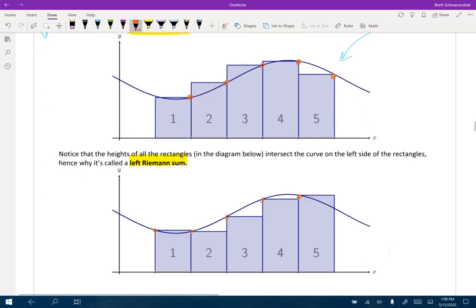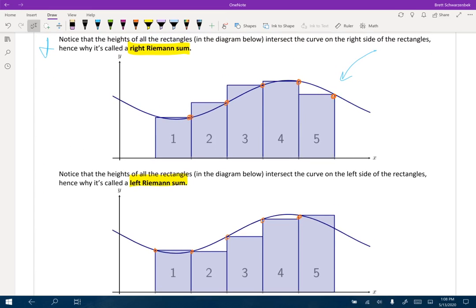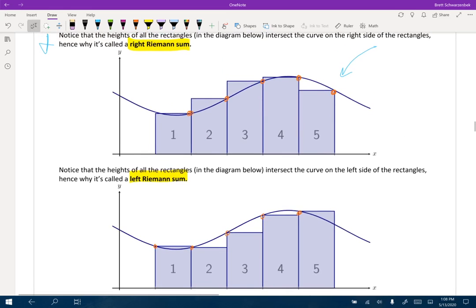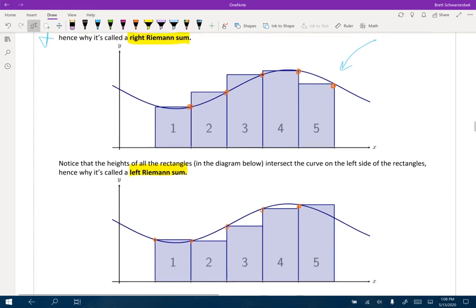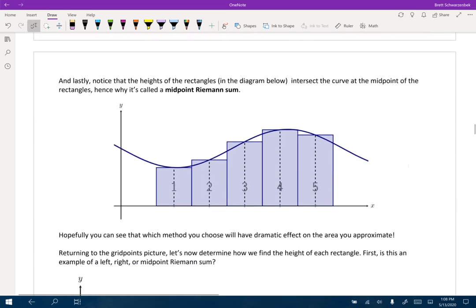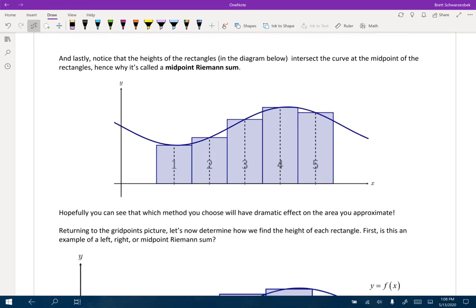So you can decide to use one or the other, or the next one, which is going to be midpoint, but all of them are legitimate. Some are more accurate than others in different scenarios. So let's talk about the midpoint one. This time, this one is different. This is the first time you've seen this. It appears that the midpoint of the rectangle is where it intersects the curve.